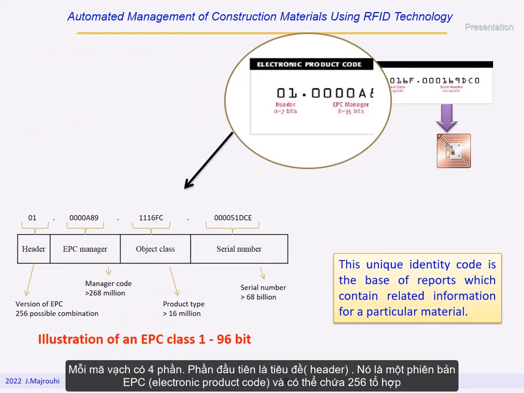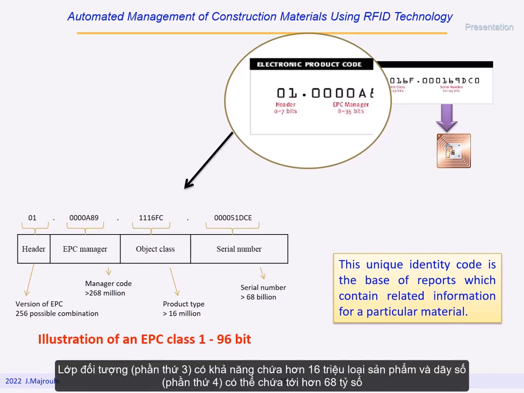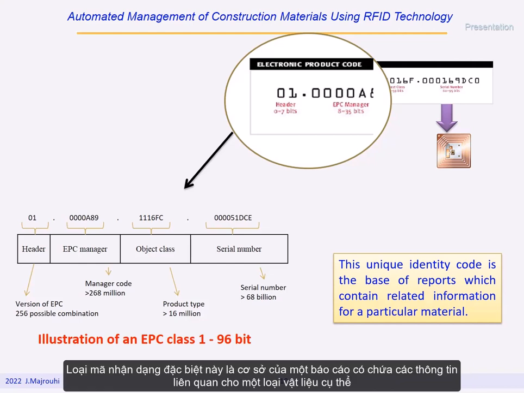Each barcode has 4 sections. The first part is the header. It's a version of EPC and could cover 256 possible combinations. The second part is the EPC manager that could cover more than 268 million combinations. Object class could cover more than 16 million product types and serial number could cover more than 68 billion numbers. This unique identity code is the base of reports which contain related information for a particular material.